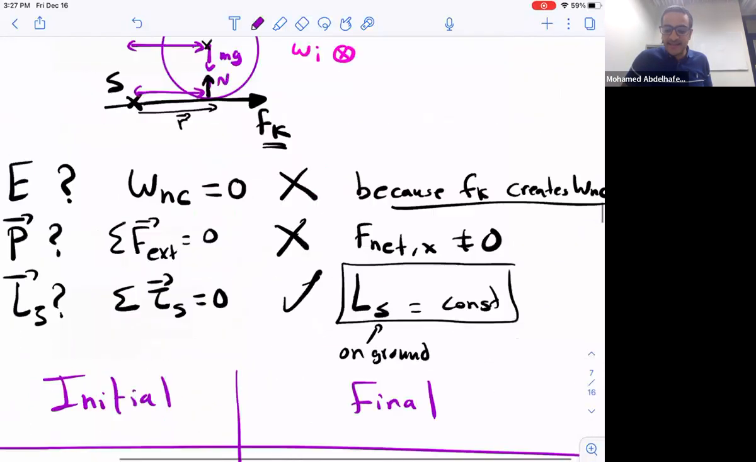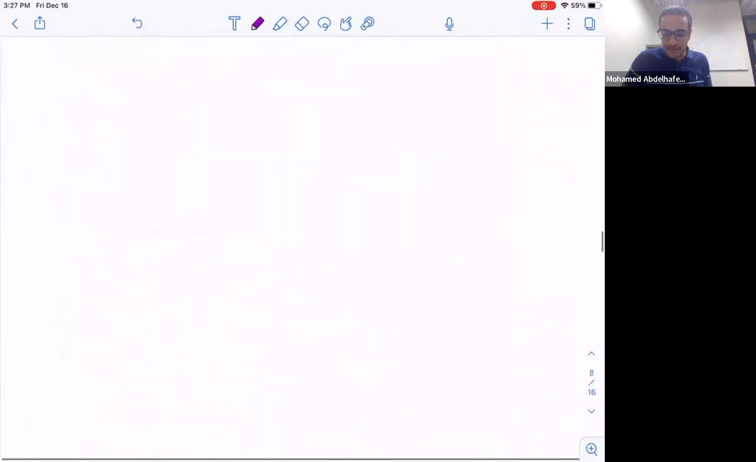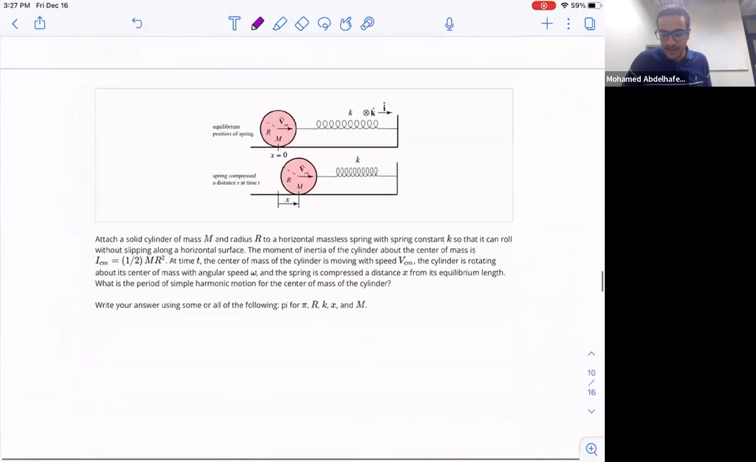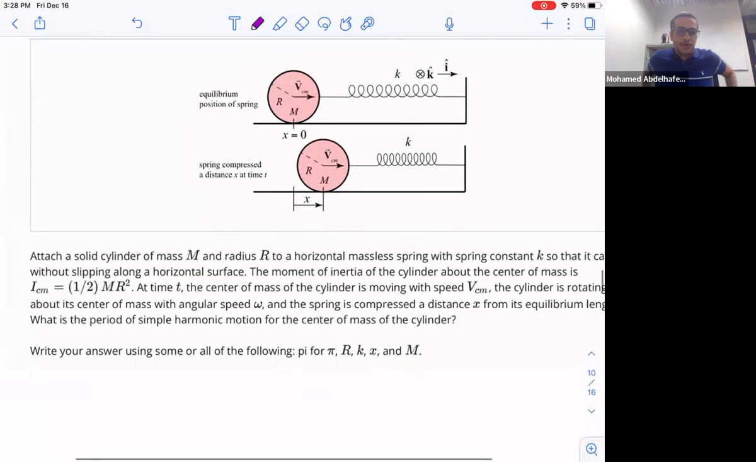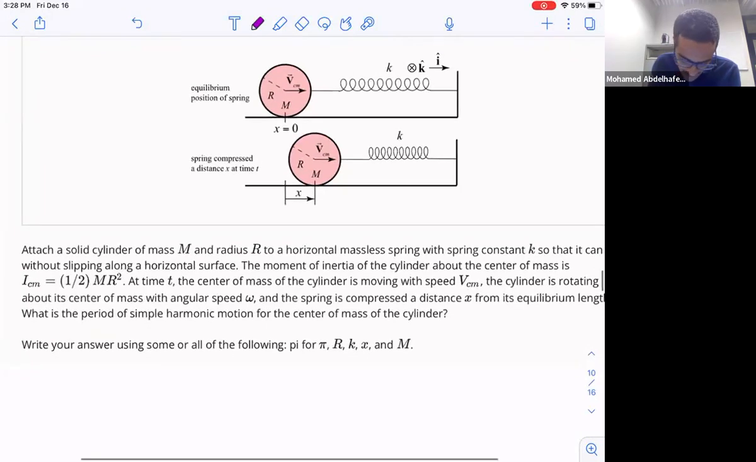So I'm going to do that in the context of the harmonic oscillator problem. After we finish talking about static friction and rolling, I will go into simple harmonic motion. That's a segue between the two things. So I'm going to review harmonic motion after we finish the static friction part. But this is the problem right here, which is a harmonic motion problem. How do we know it's harmonic motion? The question will tell you. For example, here, what is the period of the simple harmonic motion?